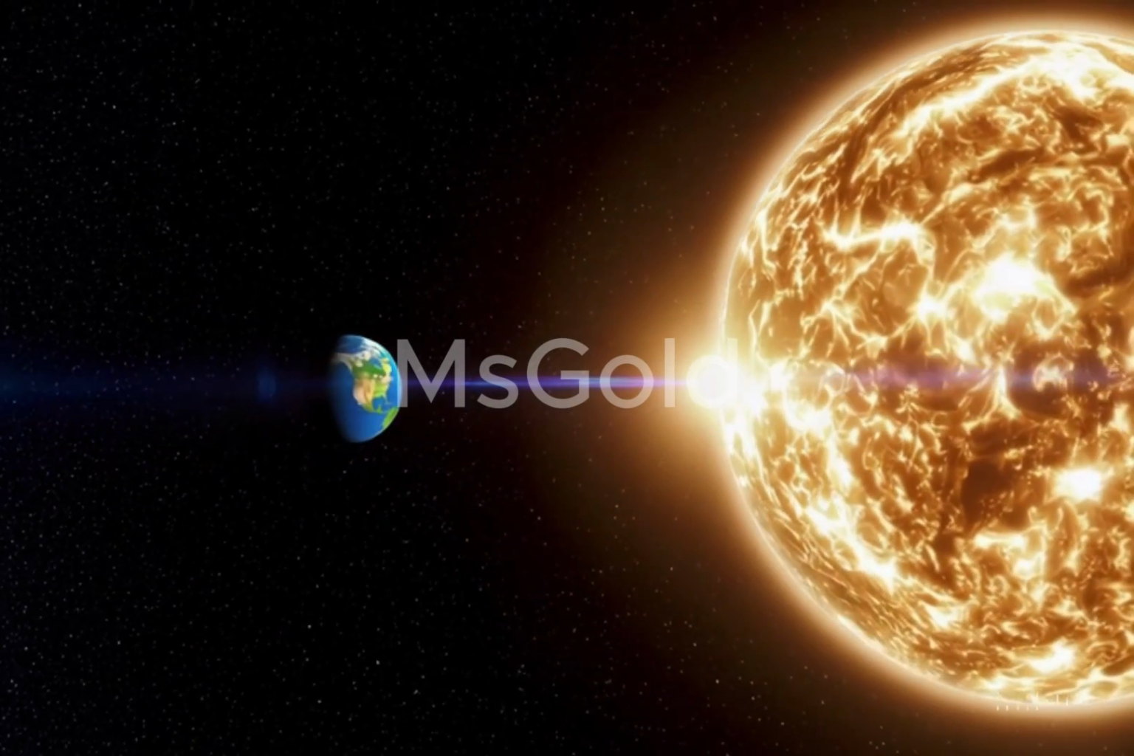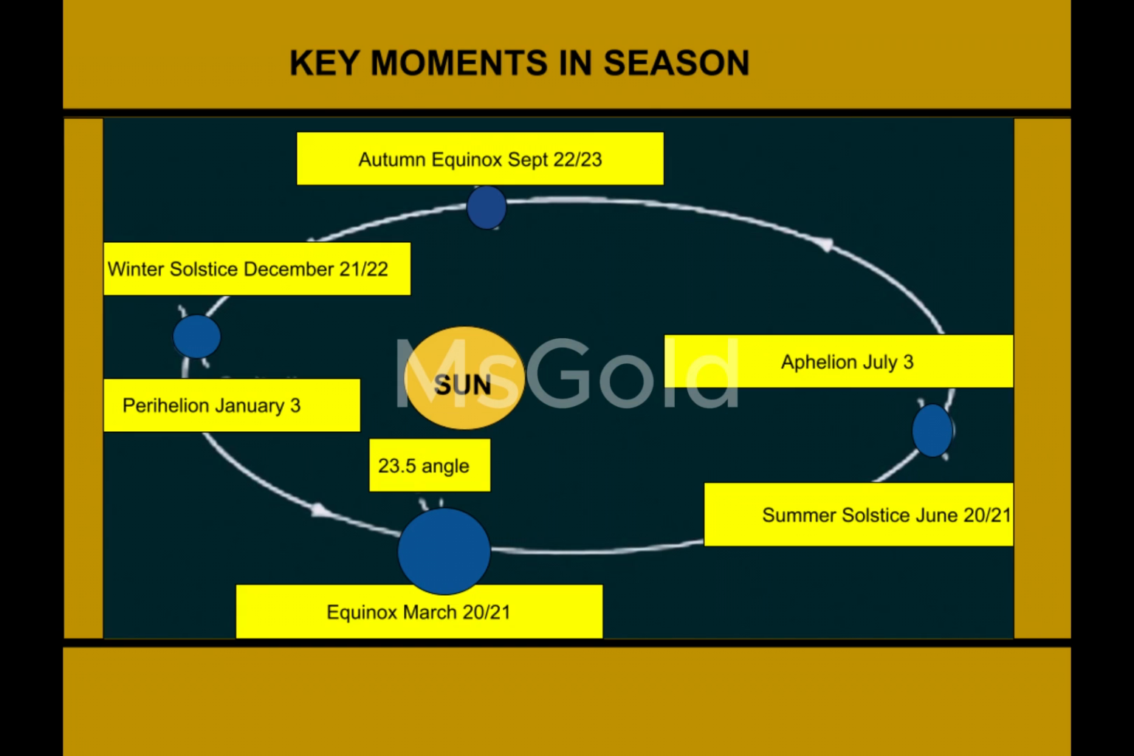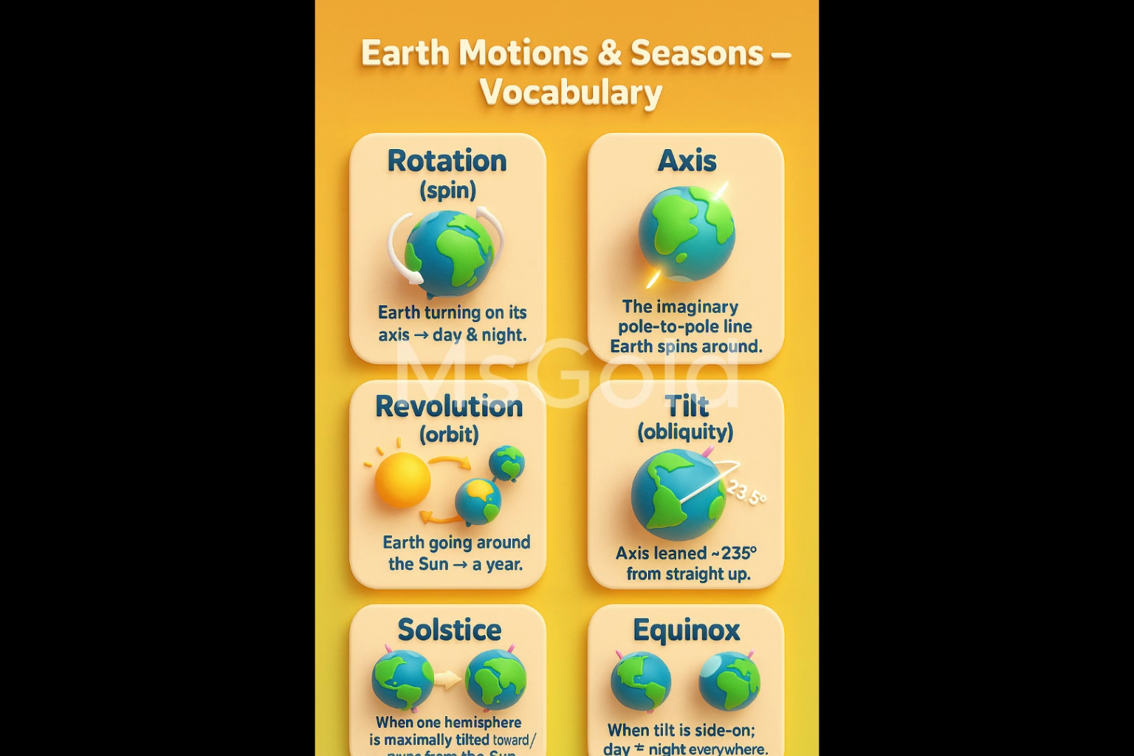The Earth's orbit around the sun is not a perfect circle but an ellipse. This means the Earth's distance from the sun varies throughout the year. The point in Earth's orbit where it is closest to the sun is called perihelion, which occurs in early January, about 2 weeks after the December solstice. The point where Earth is farthest from the sun is called aphelion, occurring in early July, about 2 weeks after the June solstice.